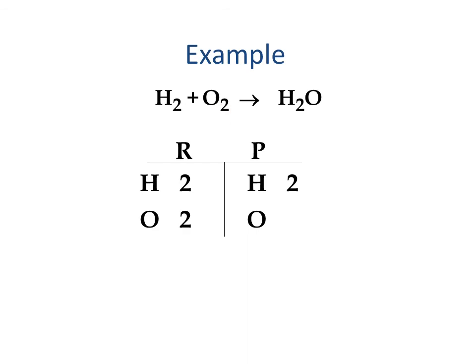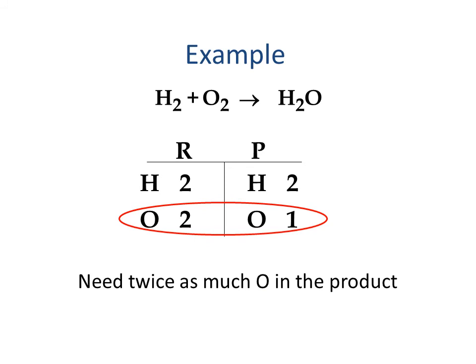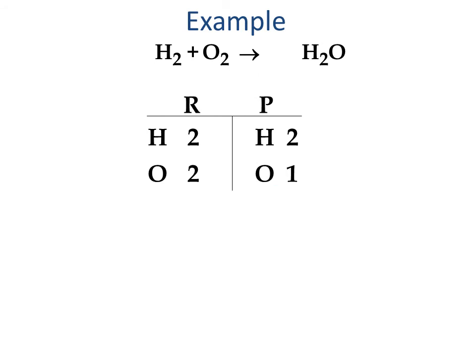And then we go to our oxygens. We have 2 oxygens on our reactant side, but there's no subscript over here after our oxygen, which means we only have 1 oxygen. All right, this right here is a problem. This tells us that we are not balanced. We've got twice as much oxygen on our reactant side as our product side, which means we need 2 times more over here. We need 2 oxygens in the product. All right, so let's look at that.